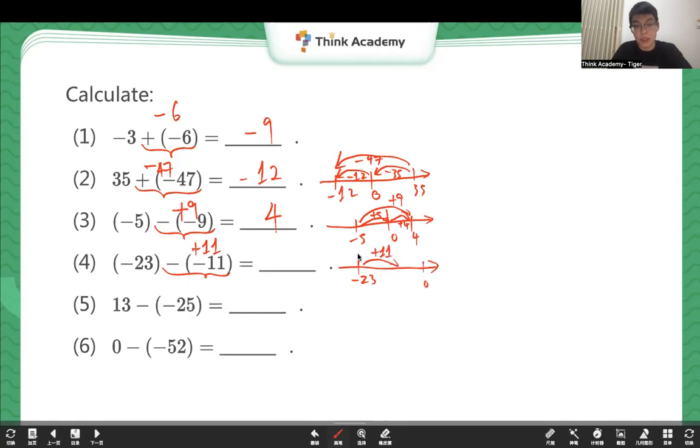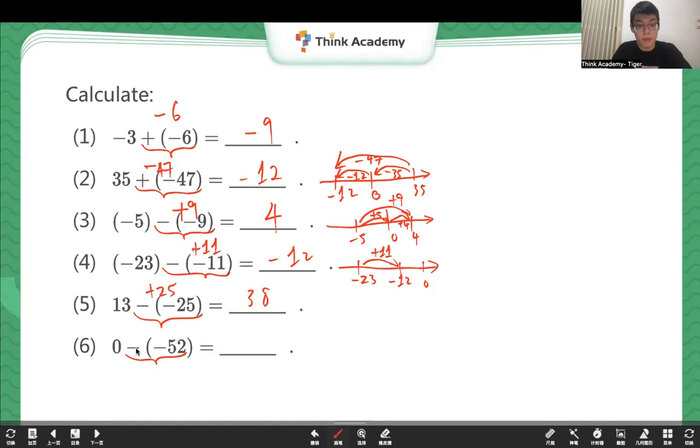It's moving 11 closer to 0, so that's going to be minus 12. All right, so we can always use the number line to help us finish the calculations. And for the next two, we don't actually need the number line anymore because that's going to end up with adding 25. 13 adding 25, definitely 38.